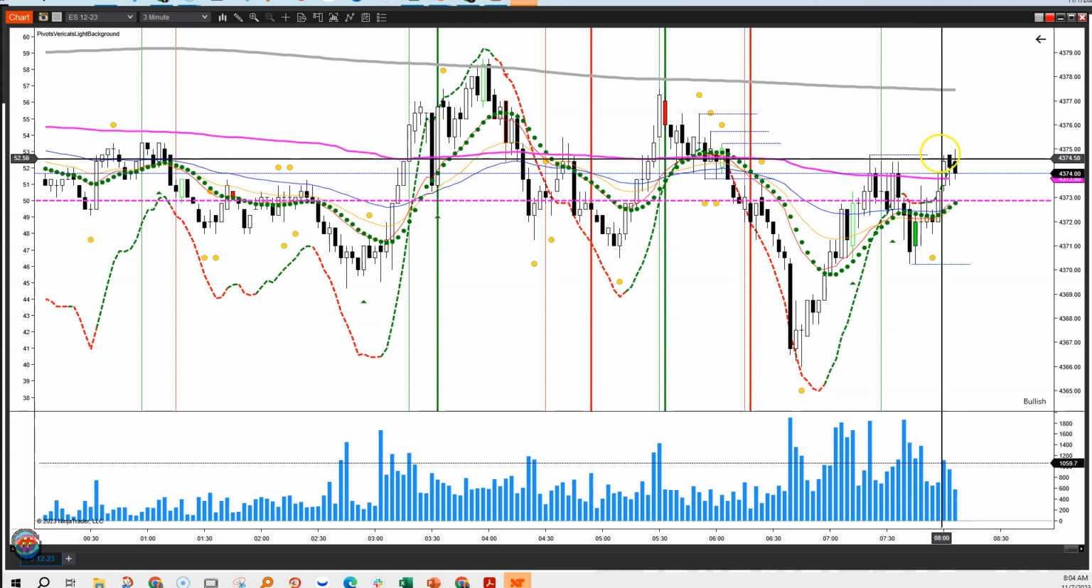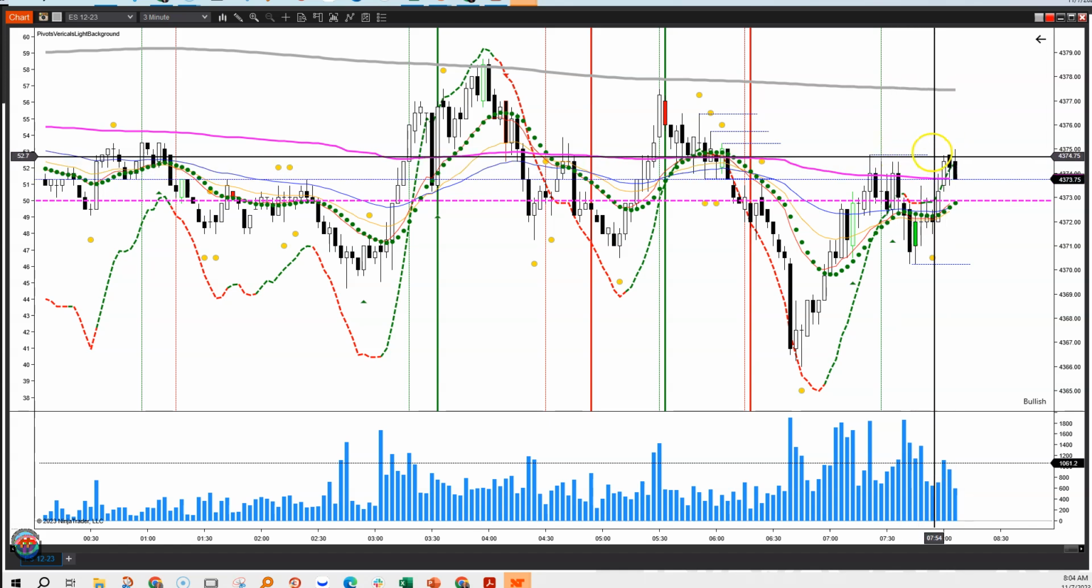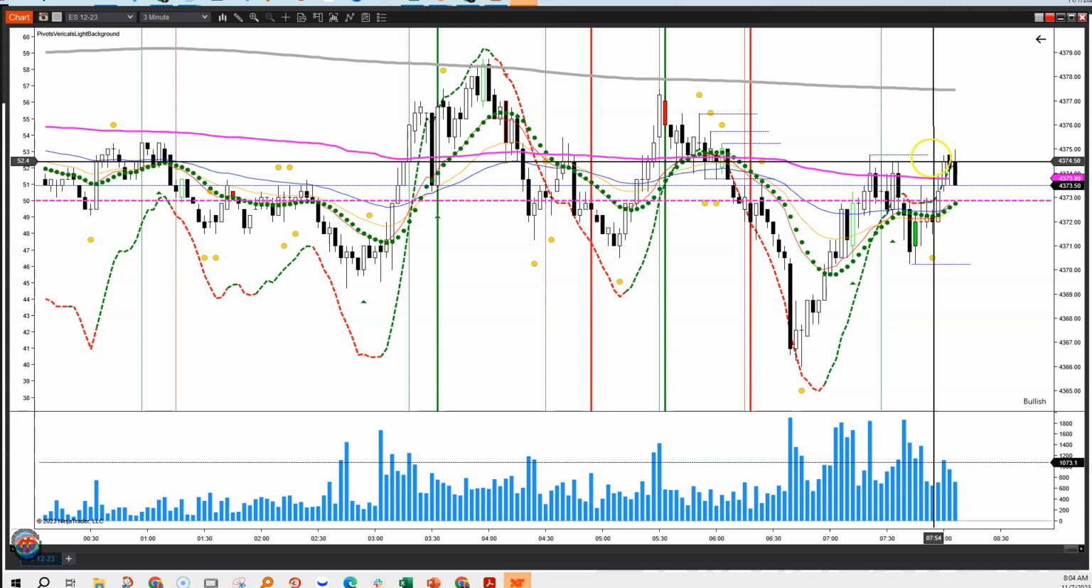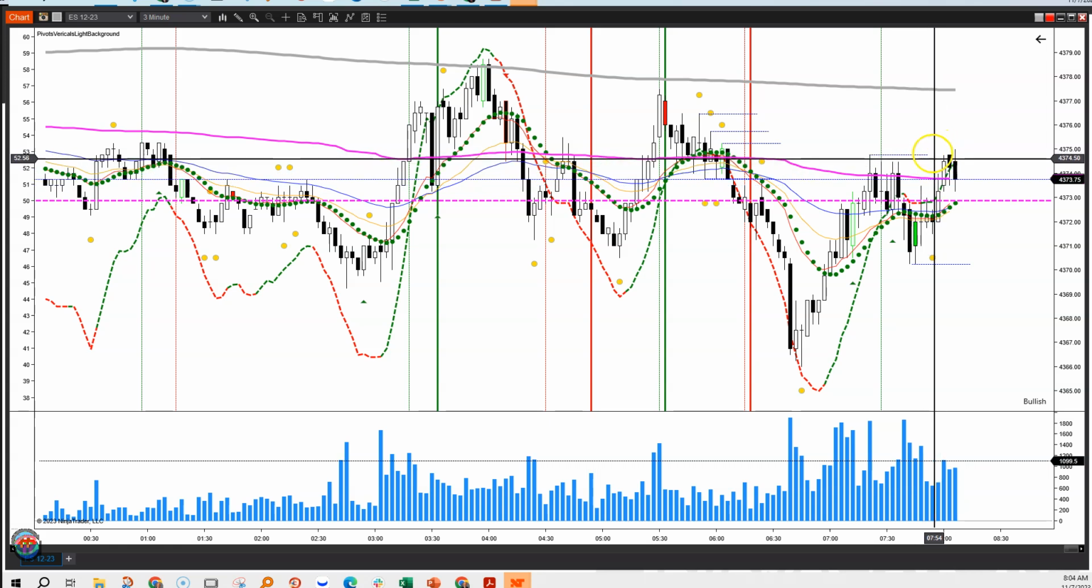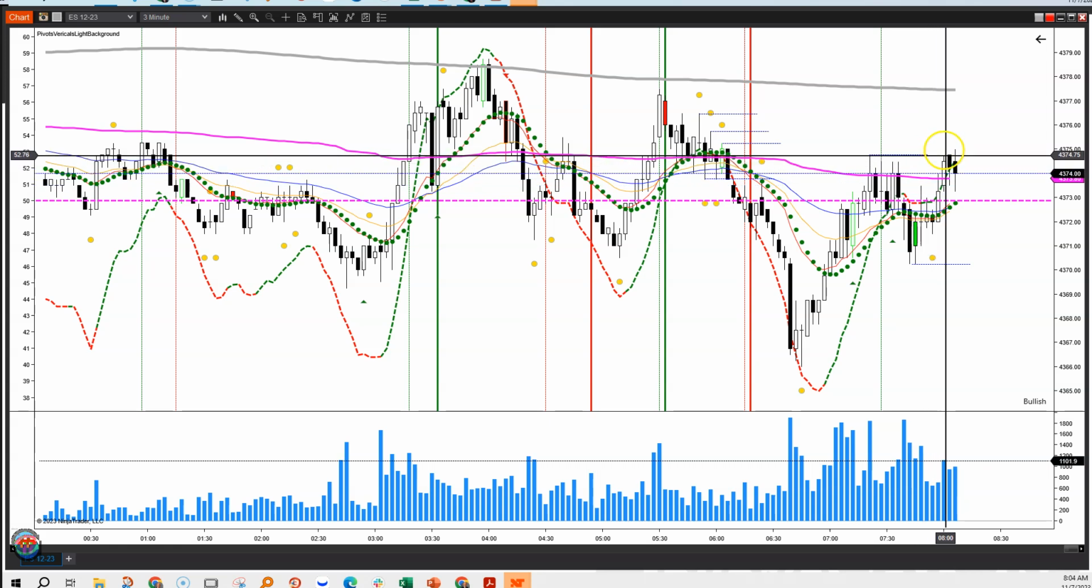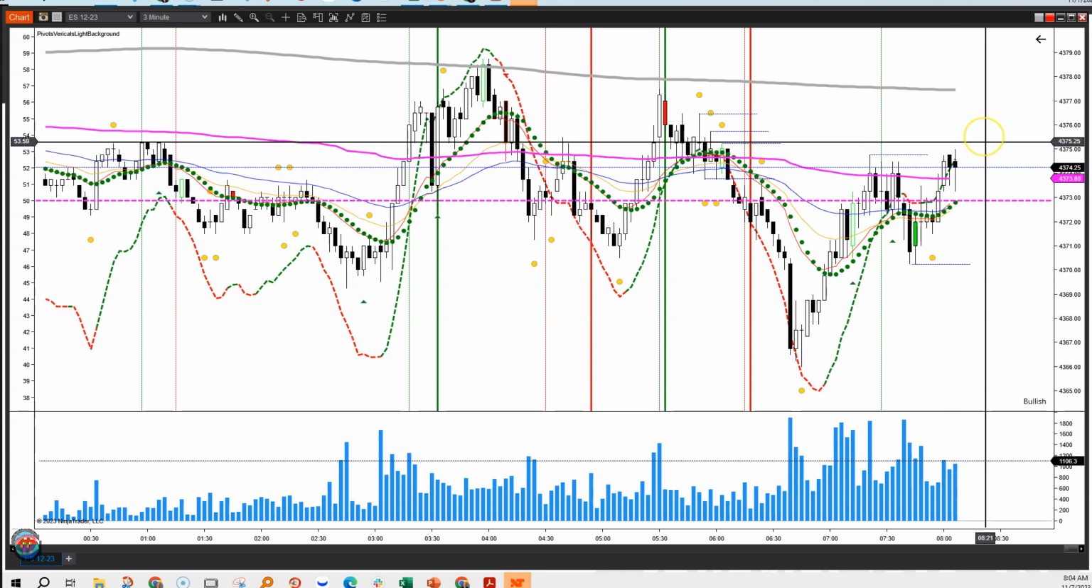And notice how they form, these isolated highs and lows form areas of support and resistance, localized I'd call it. Price came right up to it, so far it's not been able to close above it. We'll just see what happens here.